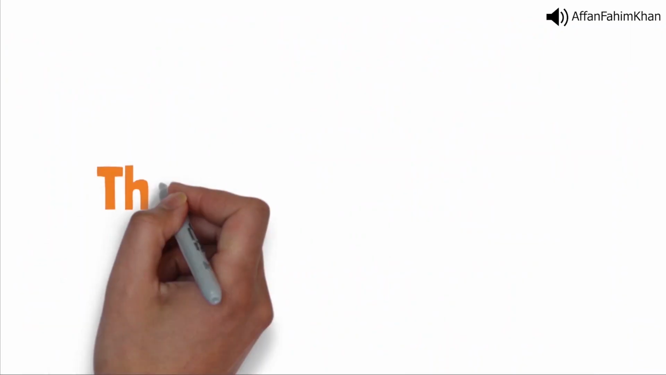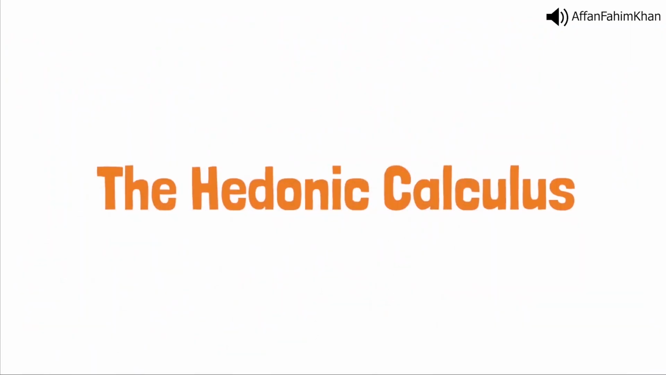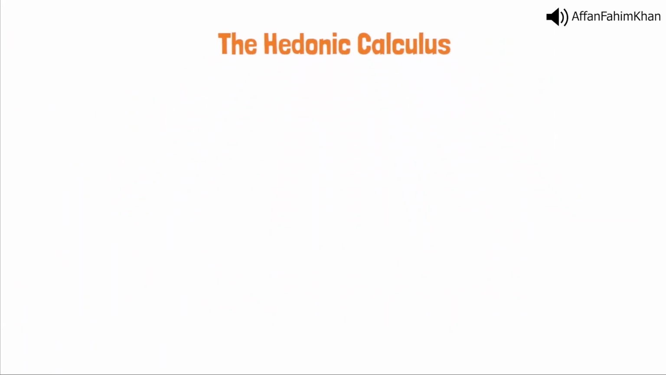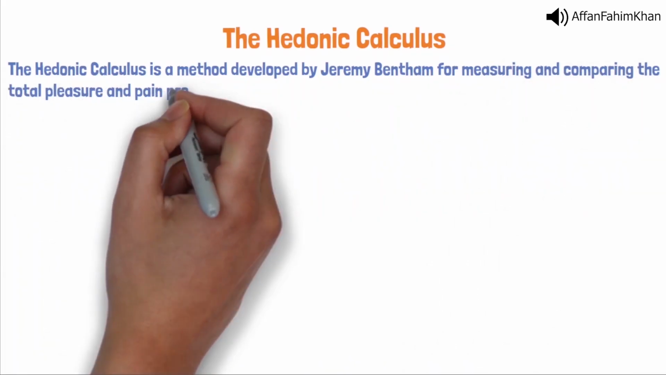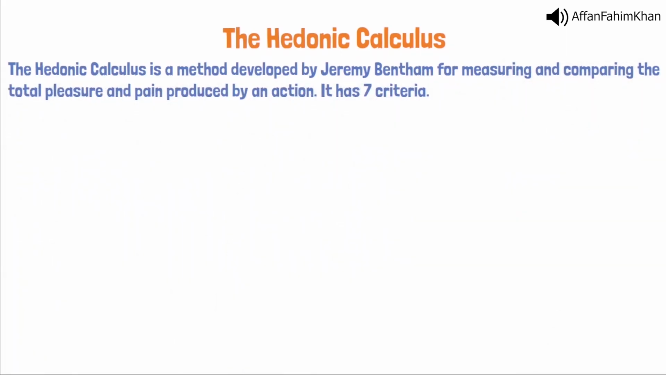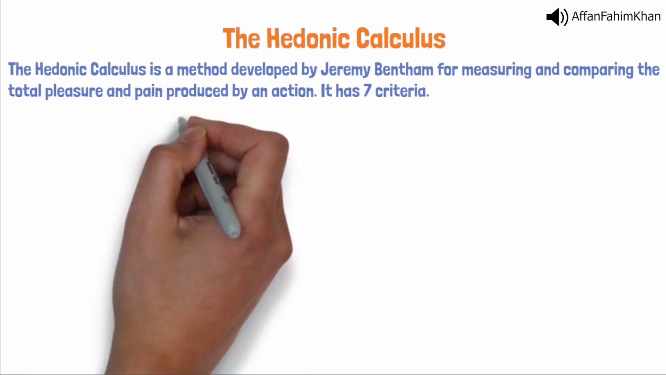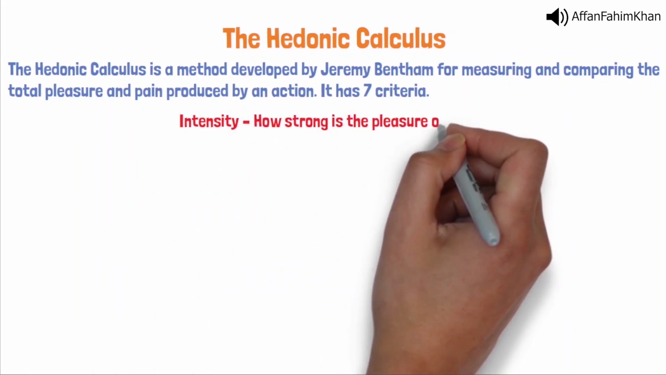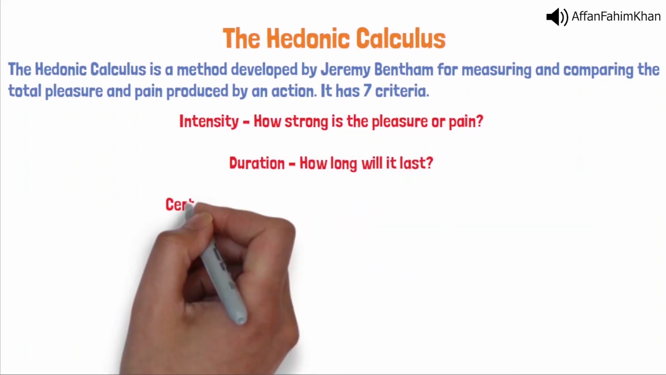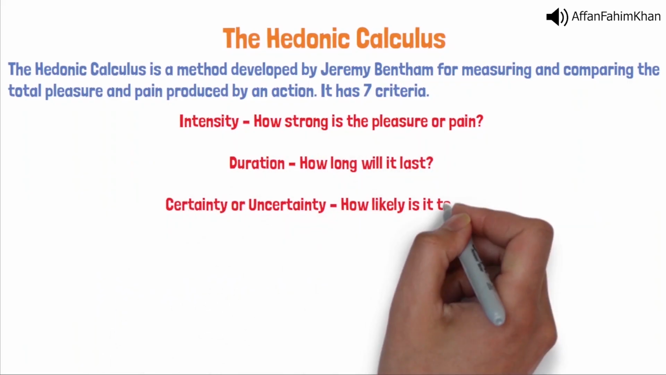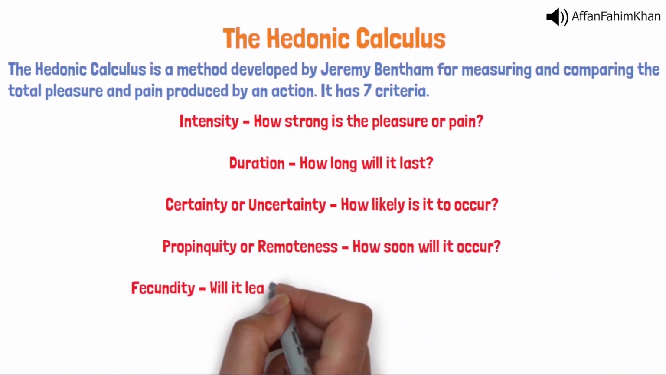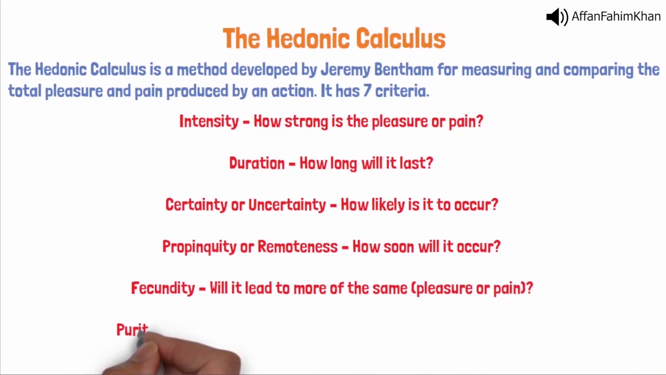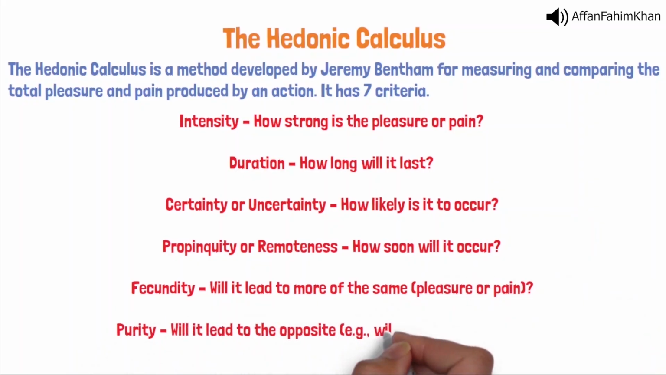The hedonic calculus. The hedonic calculus is a method proposed by Jeremy Bentham, the founder of utilitarianism, to measure and compare the amount of pleasure or pain that different actions might produce. The idea is to use this criteria to calculate which action leads to the greatest overall happiness. The 7 factors of the hedonic calculus: intensity, how strong is the pleasure or pain; duration, how long will it last; certainty, how likely is it to occur; propinquity, how soon will it occur; fecundity, will it lead to more pleasures; purity, will it be followed by pain or is it free from pain; extent, how many people will be affected.